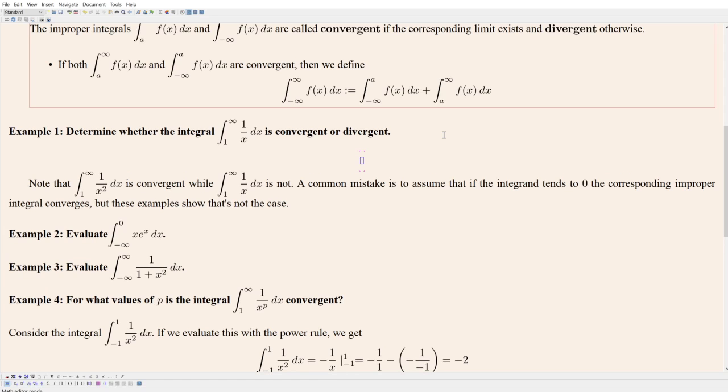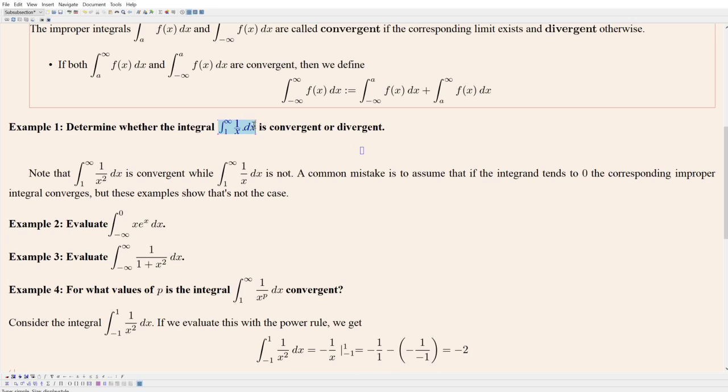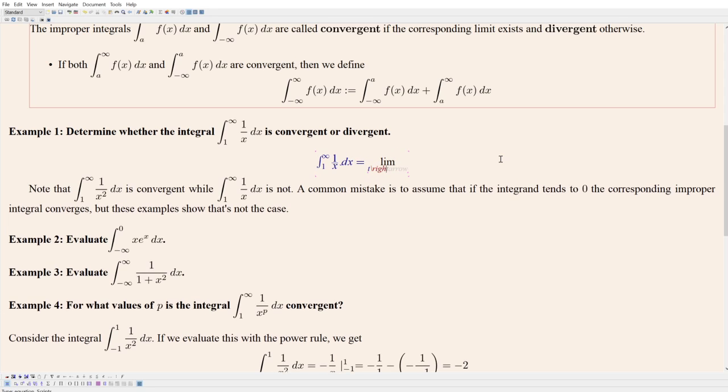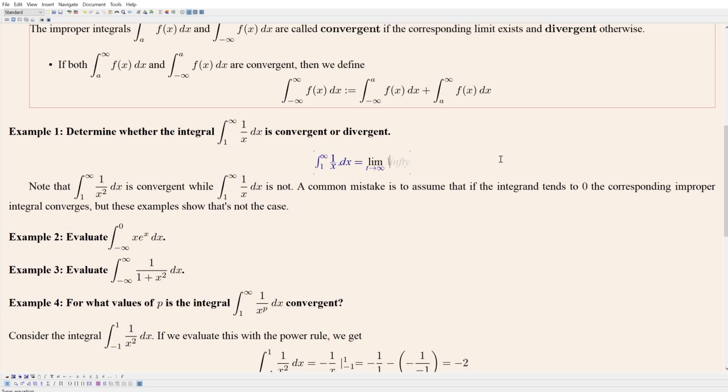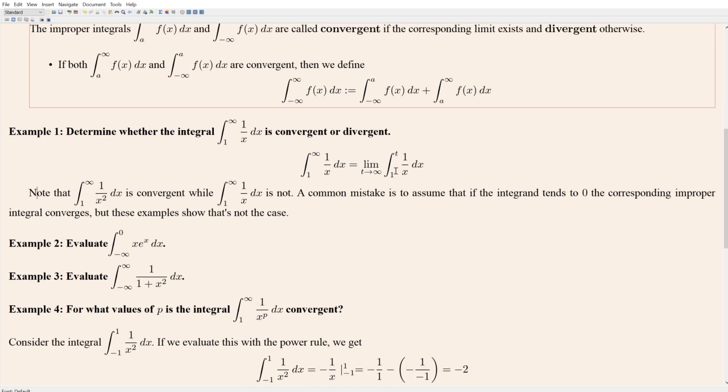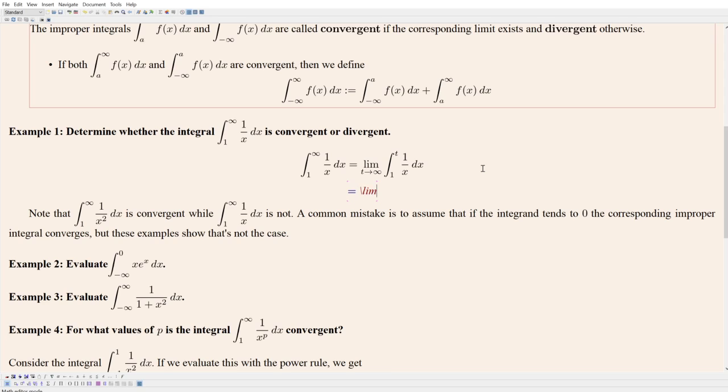Okay, so this one here, by definition, is the limit as t goes to infinity of the integral from 1 to t of 1 over x dx. So literally just replace the infinity with a parameter and then take the limit as that parameter tends to infinity.